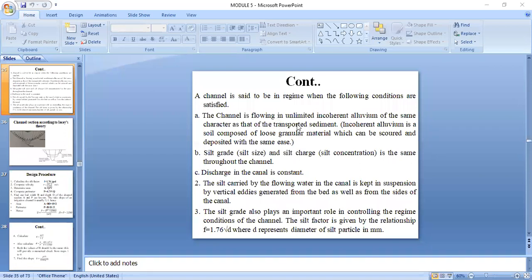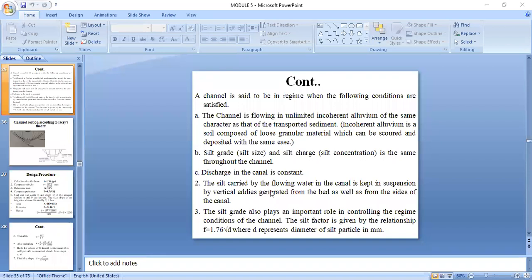First, it has to carry incoherent alluvium of the same character as that which has been transported. The silt size and silt charge, or silt grade, are the same throughout the channel, and the discharge in the channel remains constant. The silt carried by flowing water in the canal is kept in suspension by the vertical currents or vertical eddies generated from the bed as well as from the sides of the channel. So this thing we have discussed.